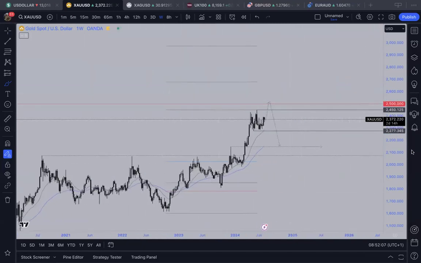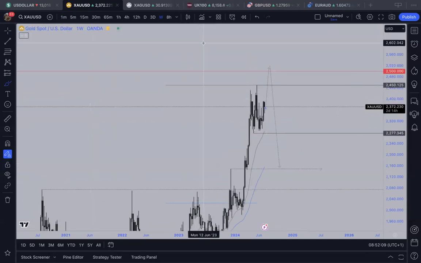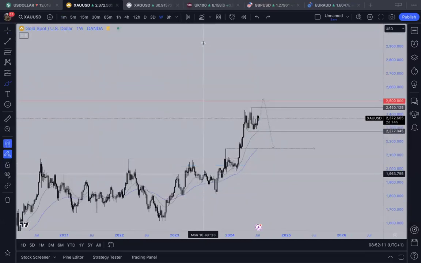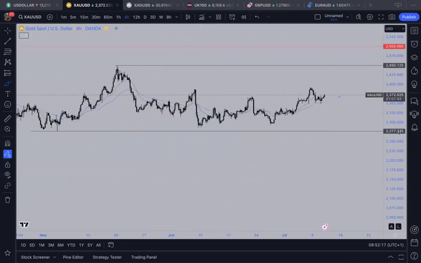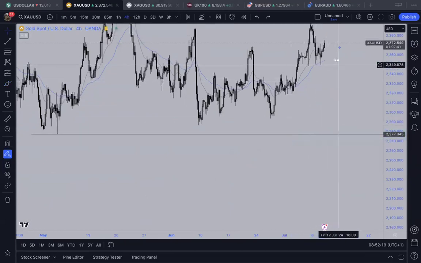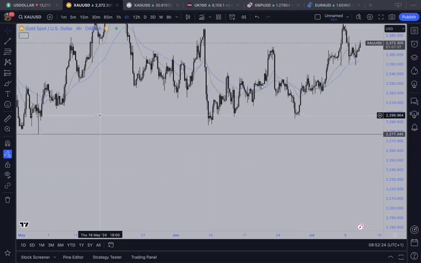So 2,500 is on the cards that I do want to see. If we can get there, fantastic. If not, and price starts going down lower, obviously we can be looking for lower targets. I've been looking to see if this low is going to get run, but we haven't yet.